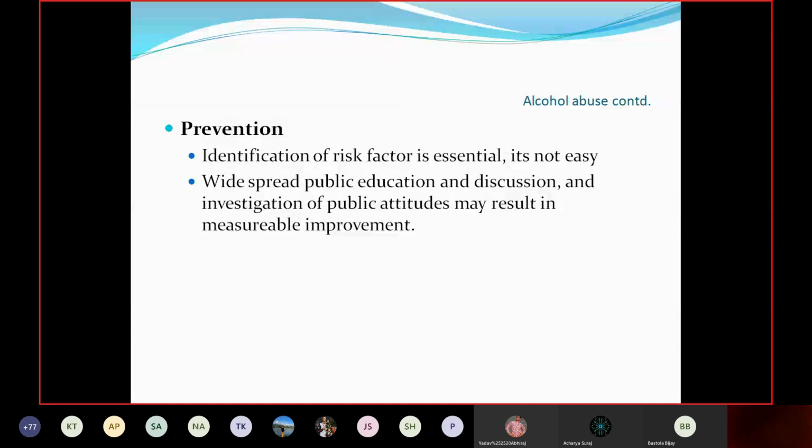Widespread education and effort from different stakeholders and different societal development partners is very, very important. Okay.